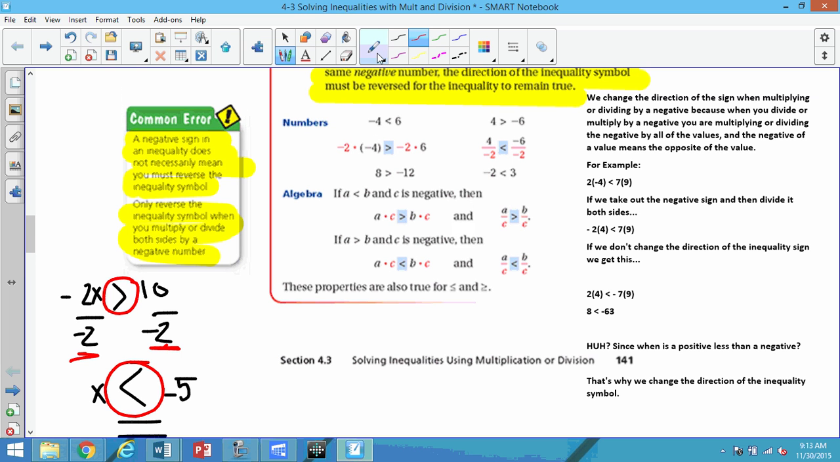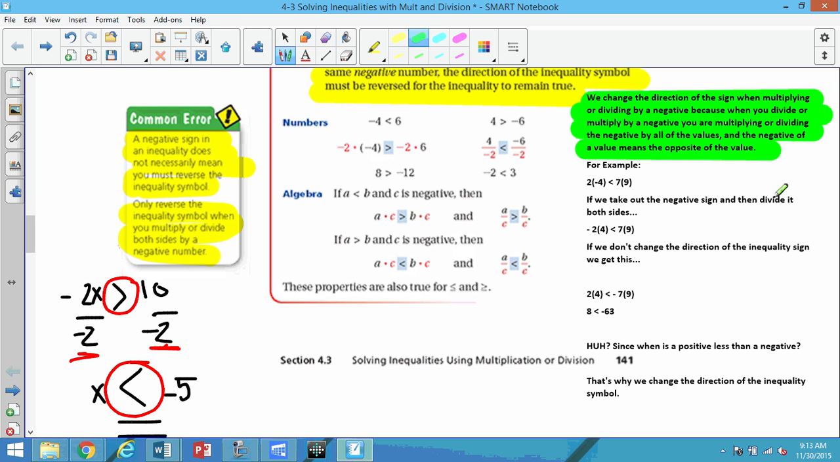Now you might say, why is that true? Well, this is why you do it, okay? You change the direction of the sign when multiplying or dividing by a negative, because when you divide or multiply by a negative, you are multiplying or dividing all the values by that negative, which means the opposite of those values. So because it's the opposite of those values, you also have to flip your sign to make your statement true, or it will not be true.